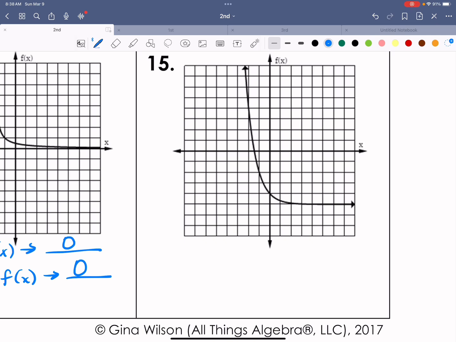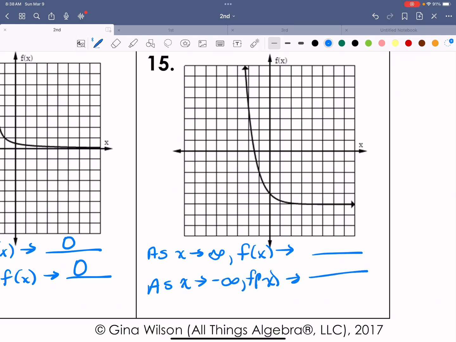Okay, the last one. Let's see what's happening here. As x approaches infinity, f of x approaches blank. And as x approaches negative infinity, f of x approaches blank. Okay, as our x approaches infinity, going this direction, what's our graph doing? Well, it's approaching this line but never crossing it, and that line is at 1, 2, 3, 4, 5. So it's going to approach negative 5.